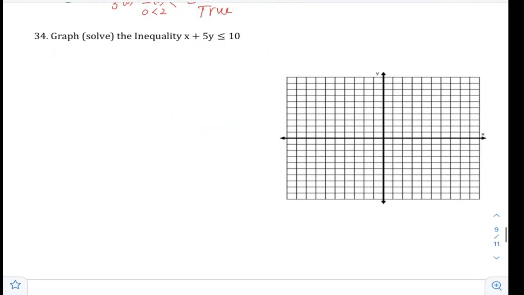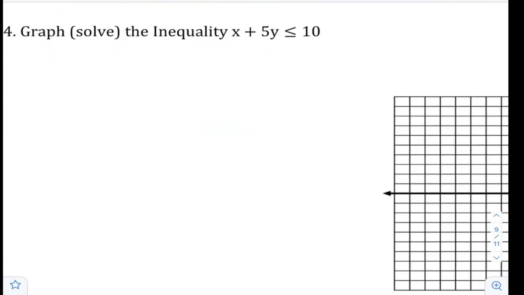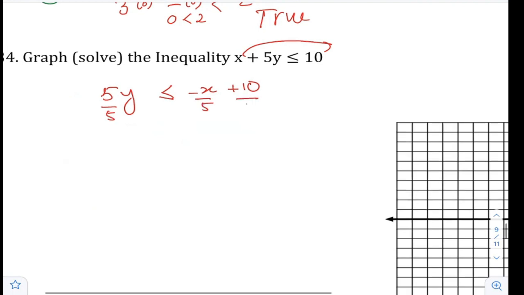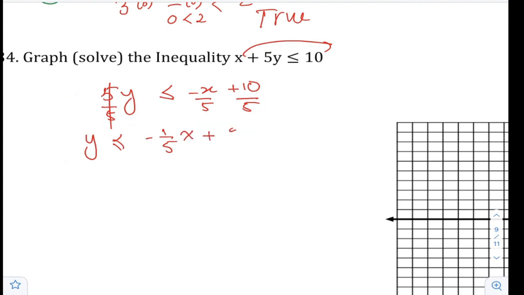Now let's solve another inequality. Graph the inequality and let's isolate the y. We can isolate the y like this. We can divide everything by the coefficient of y. This is not the only way to solve. By the way, you can graph the line using the x-intercept, y-intercept method. I can show you also as a revision. Negative x over 5, or you can write it negative 1 over 5x. It's the same, and 10 over 5 is 2.